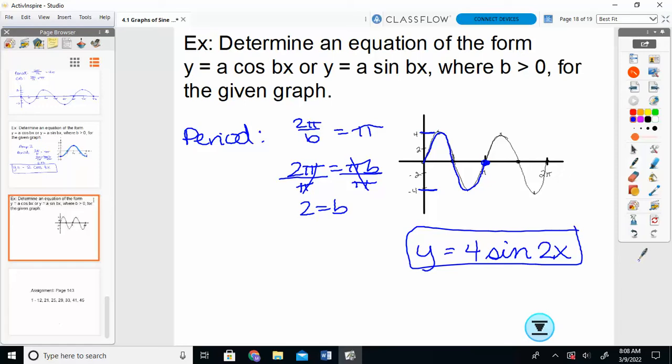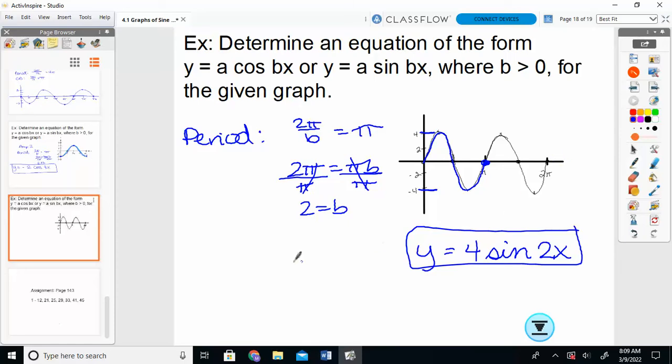Okay. Wait, so is the period 2 or is the period pi? The period is pi. Because after pi, even though I graphed it all the way to 2 pi, I just graphed 2 complete periods here. After pi, it started repeating itself.